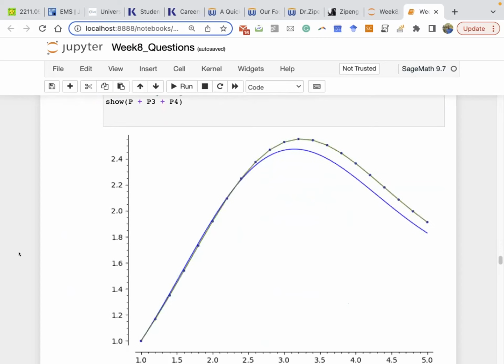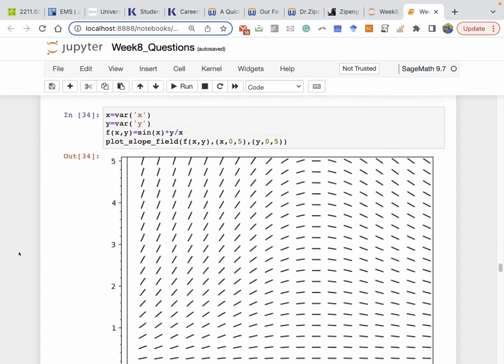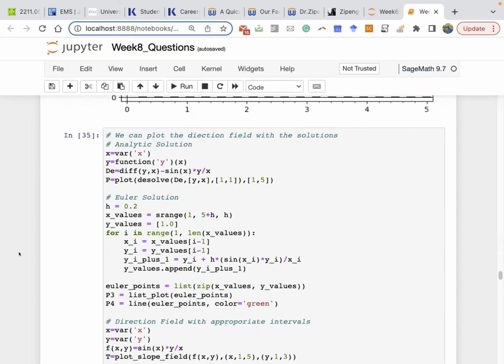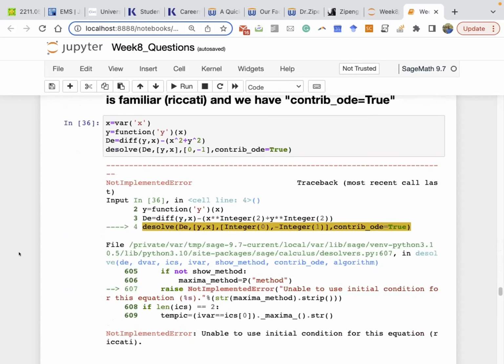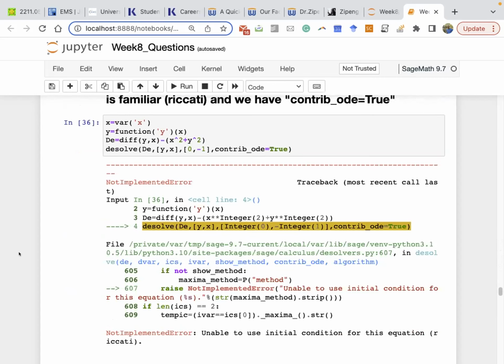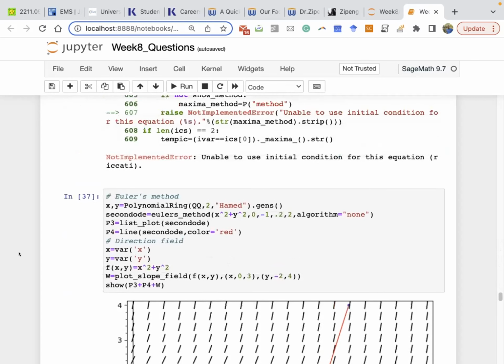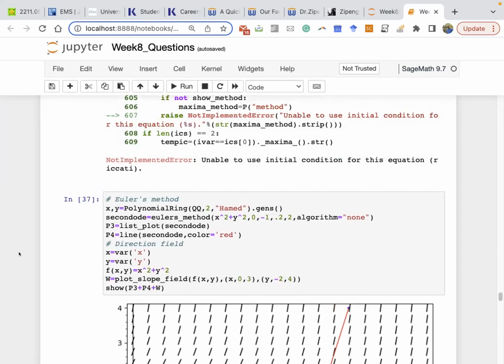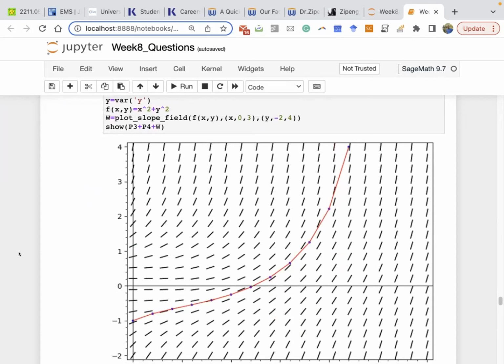So you see the other examples here. You see the vector field, how to do that in this one. Vector field with the exact solution and the Euler's method. Sometimes it's not working, but Euler's method is working. Exact solution, the SageMath was unable to solve this initial condition analytically, but it is able to solve it by Euler's method.